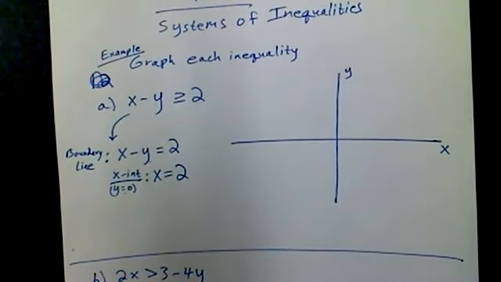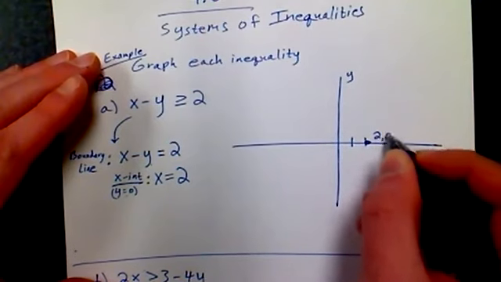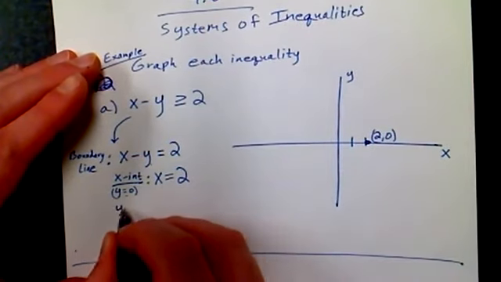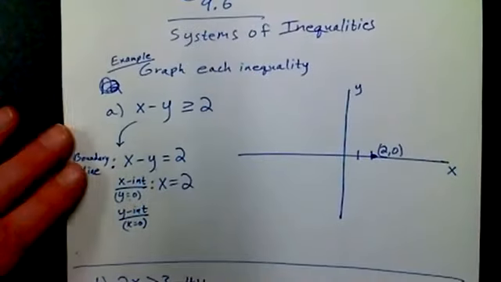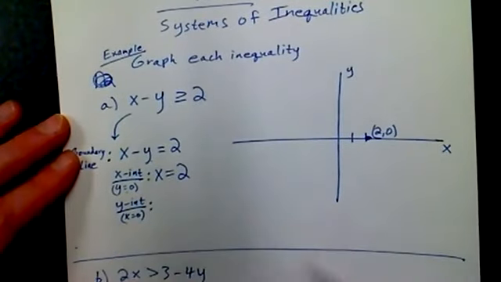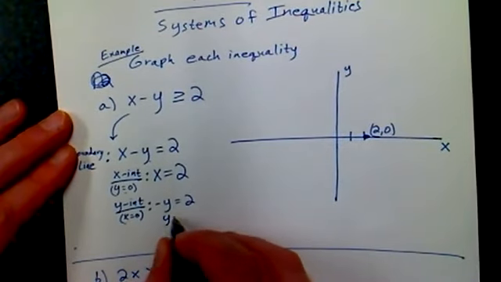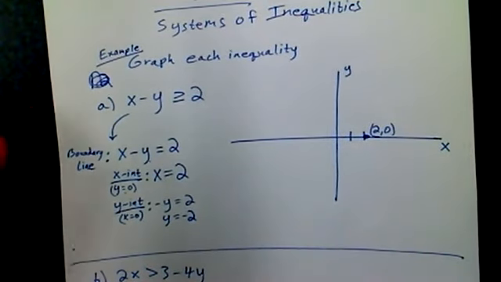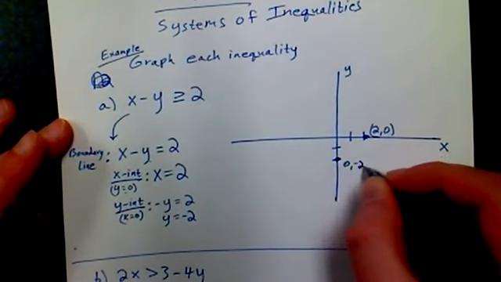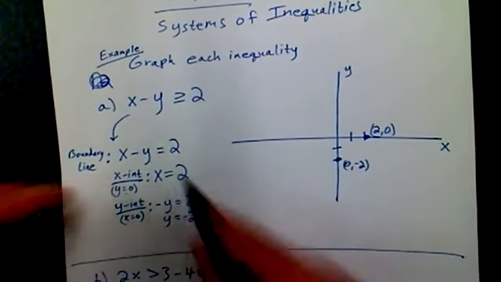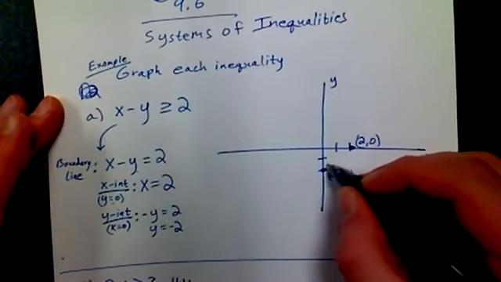Pretty easy. So I can go to my graph here and put in the point (2, 0). I can also do my y-intercept, which is when x is equal to 0. So when x is 0, negative y is equal to 2, or y is equal to negative 2. That gives me my y-intercept, (0, -2). Now this is linear, so I just connect the dots to get my line, because the graph looks like a line.